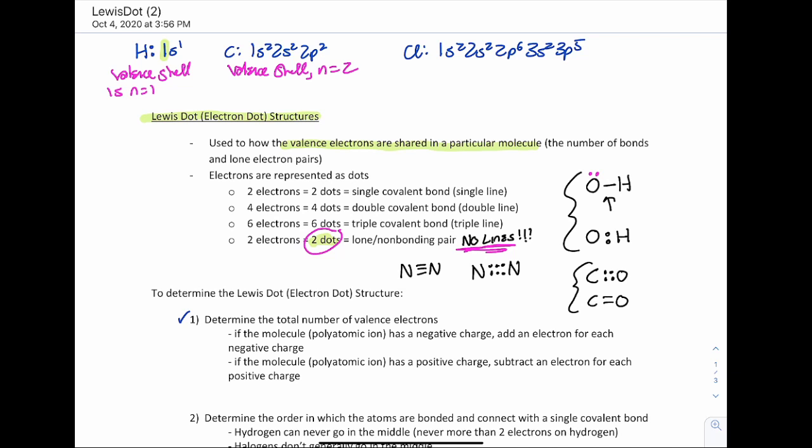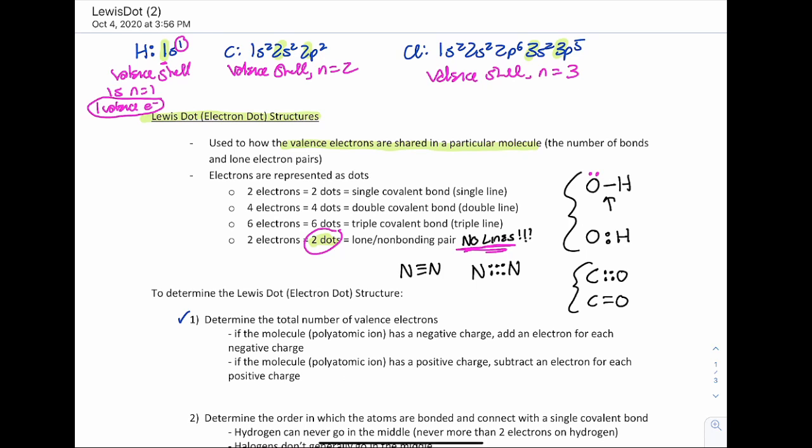And then when I look at chlorine, I have my first shell, my second shell, and then I also have my third shell. So my valence shell for chlorine is my third shell, so n equal to 3. Whatever your highest value of n is when you determine its electron configuration. And then the number of valence electrons is the number of electrons in that shell. So if we go back to hydrogen, in my first shell I have 1 electron, so it has 1 valence electron.